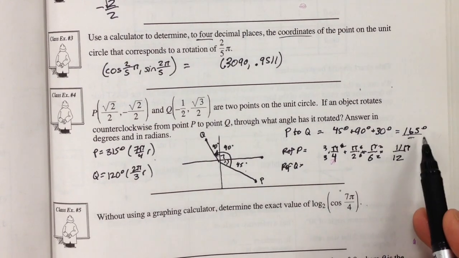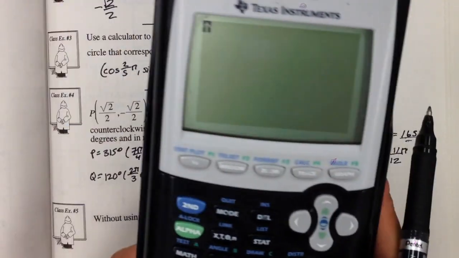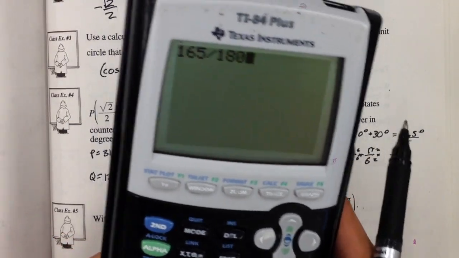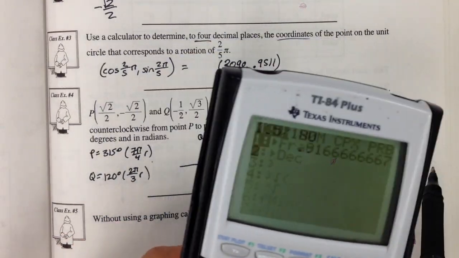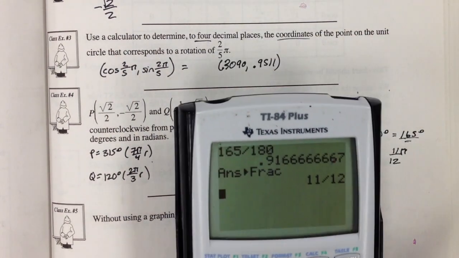Or we can convert it, which is a lot shorter I guess, and we just go 165 over 180, which reduces to the fraction 11/12.